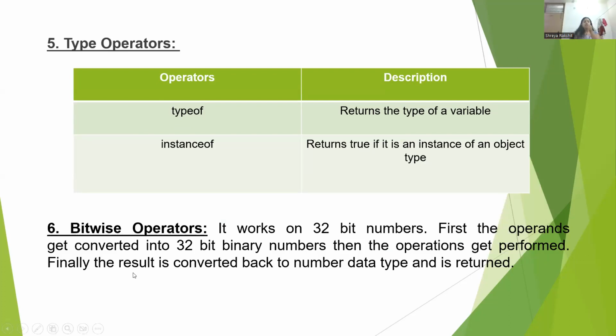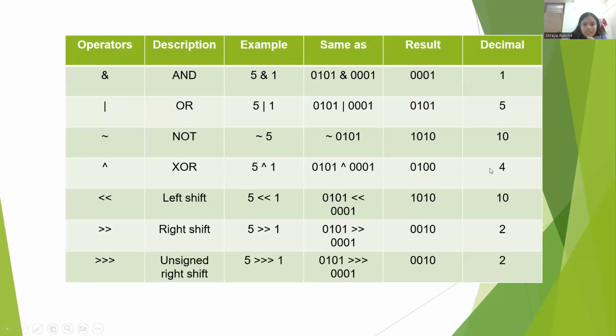The last operators we will see, bitwise operators. They perform many logical operations bitwise, and at first the number we give is converted to 32-bit numbers, and then the operation is performed, and at last it is converted back to the number data type and is returned. Here we have shown it in detail. We have taken 5 and 1. Its binary representation is 0101 and 0001 respectively.